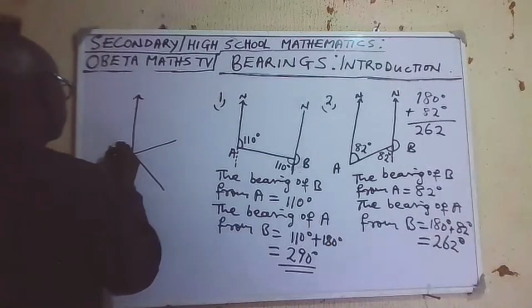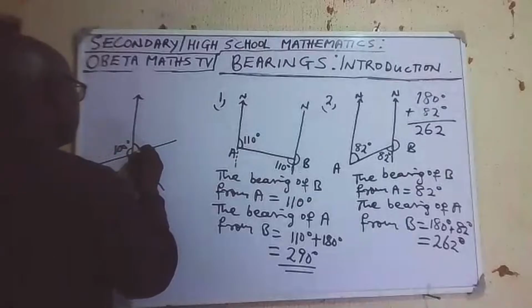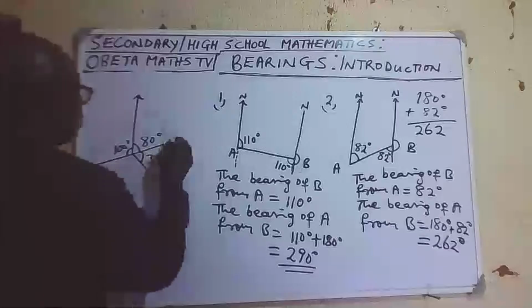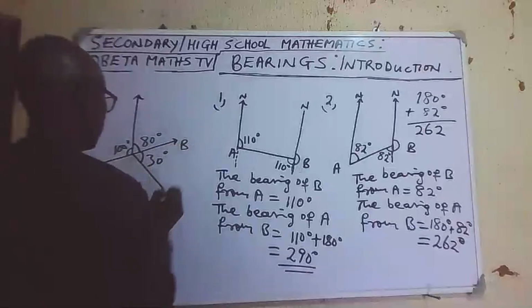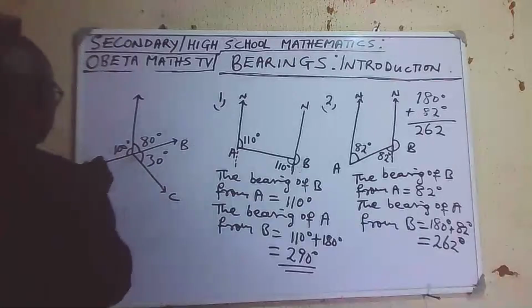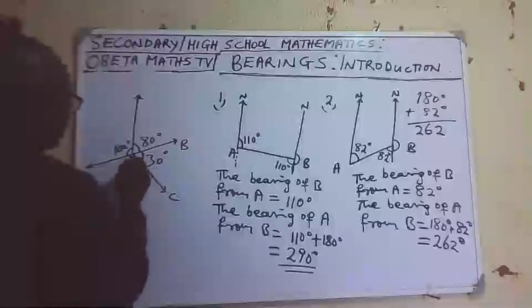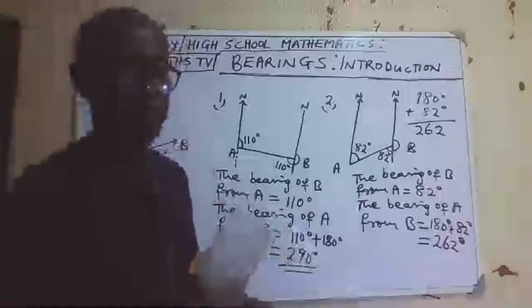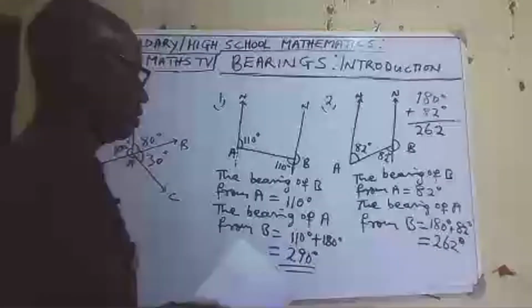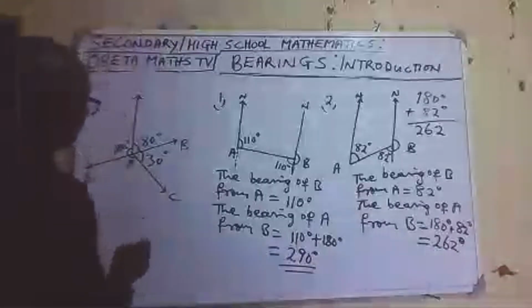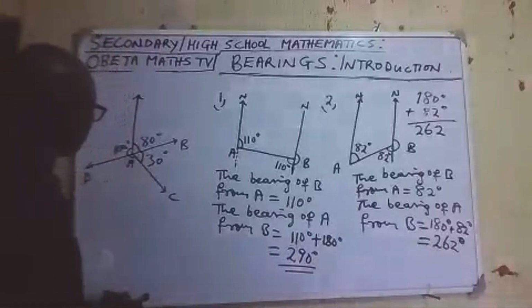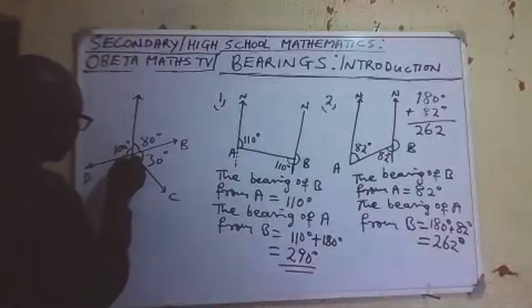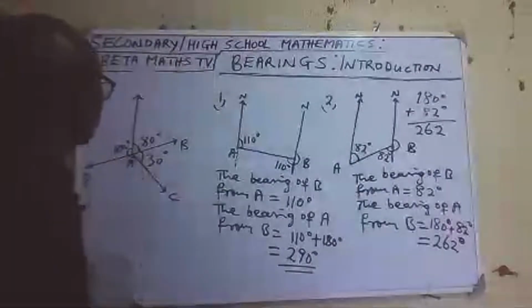Then we have this is 100, this is 80, this is 30, and we know this to be B, this one C, this one D, and the point here is A. So we have to find the bearing of each point from A, and to do that we have to check from A. But remember, we don't know this particular angle here, but we can calculate that.